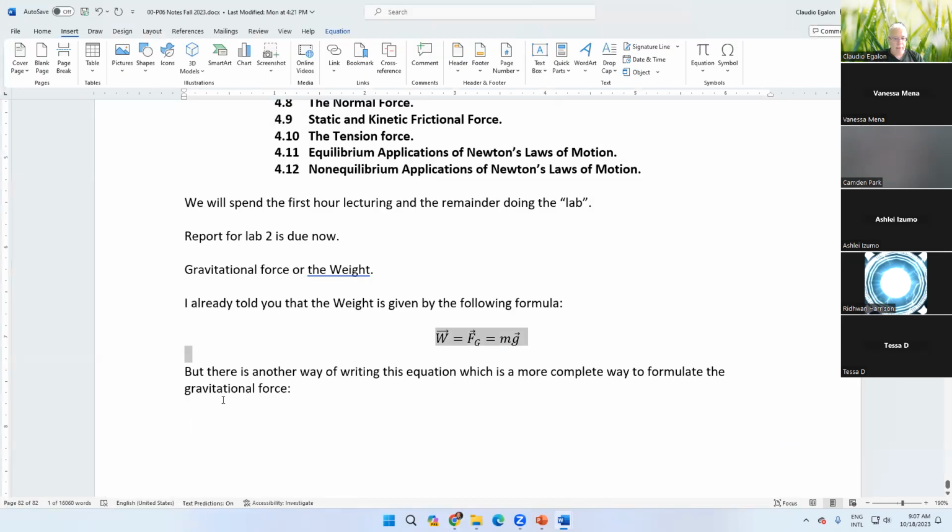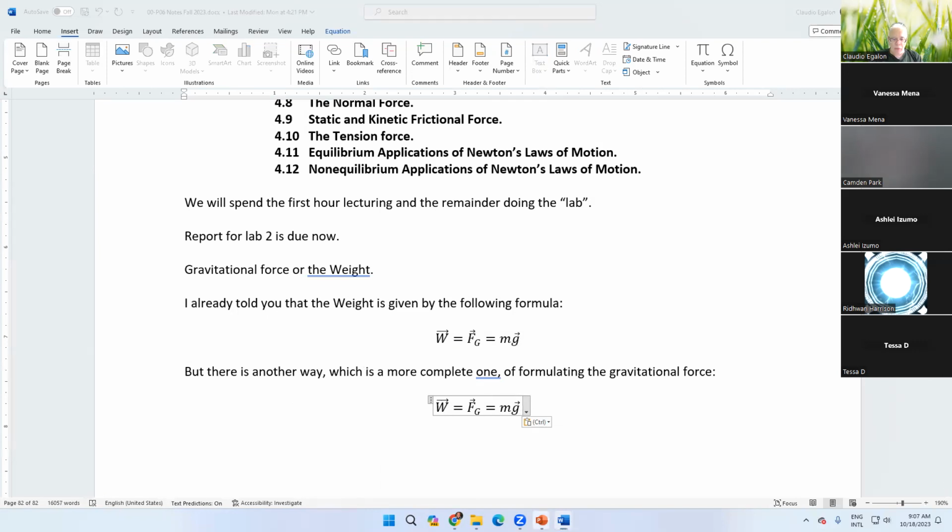Okay, and there's another way, which is a more complete one, of formulating the gravitational force like that, the gravitational force. Okay, and that's gonna write that. Notice that I'm gonna use exactly the same symbols, okay? And the way it goes is like that.